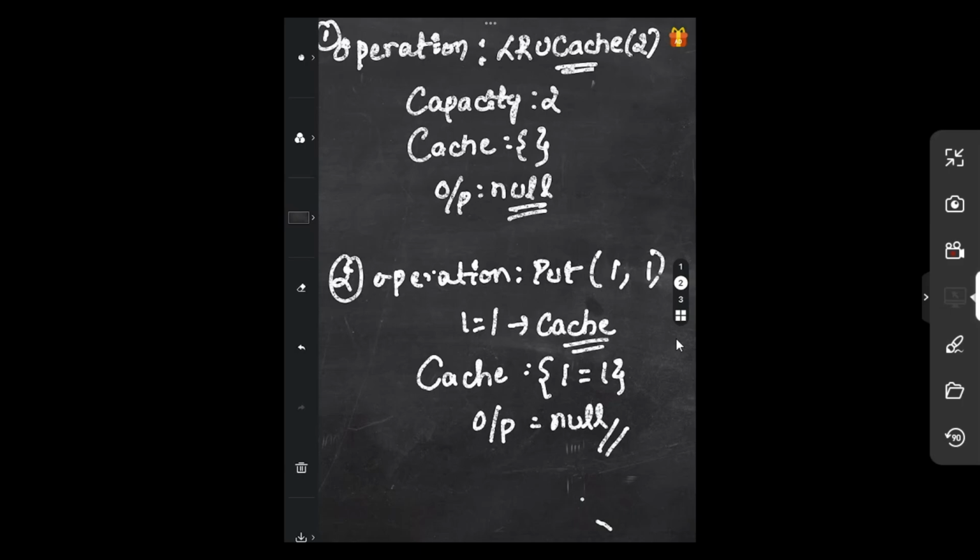Why? The return value of the put is null. I have already said this multiple times. The return value of put is null. Initialization and put return null. Only the return value of get is a number. So the output will be null here. Let's move on with the third operation.